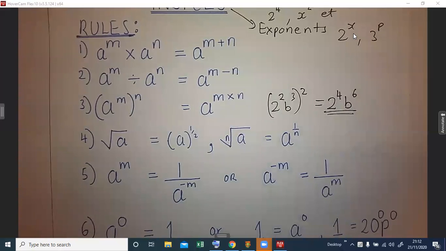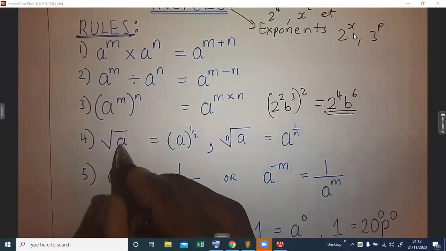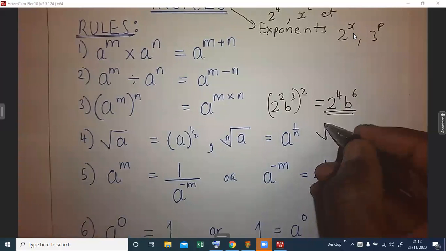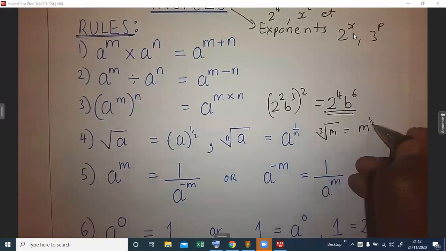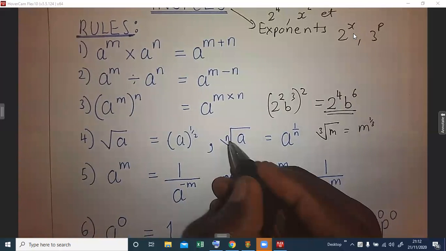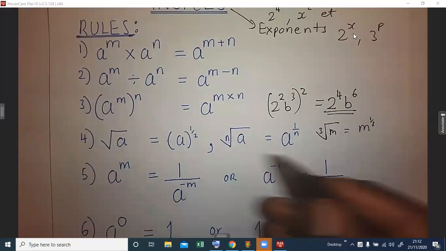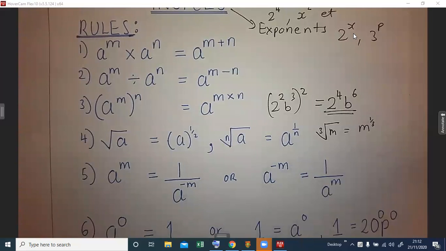Then another law states that for a square root, we can directly change it to power a half. So this continues by saying if it is a cube root, we can also change it to power 1/3. So n stands for any root, cube root, 4th root, 5th root, 6th root. It can change to 1 over that. So that is one of the important rules to remember when you are dealing with indices.